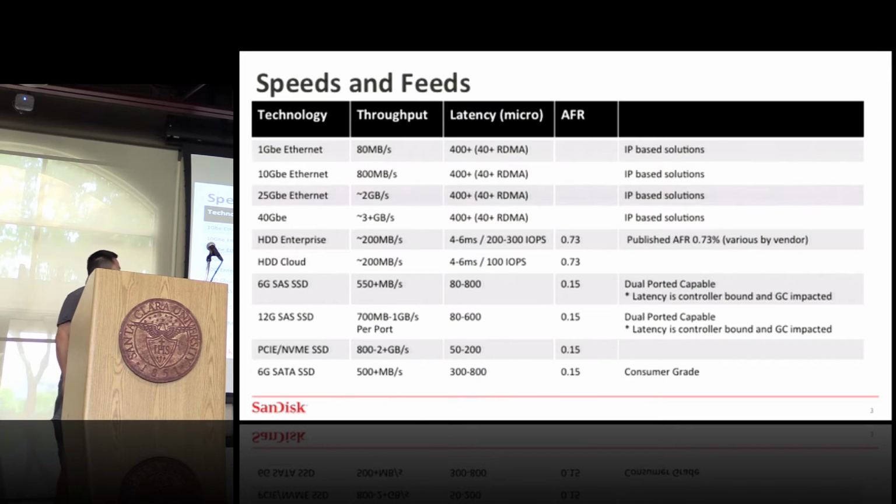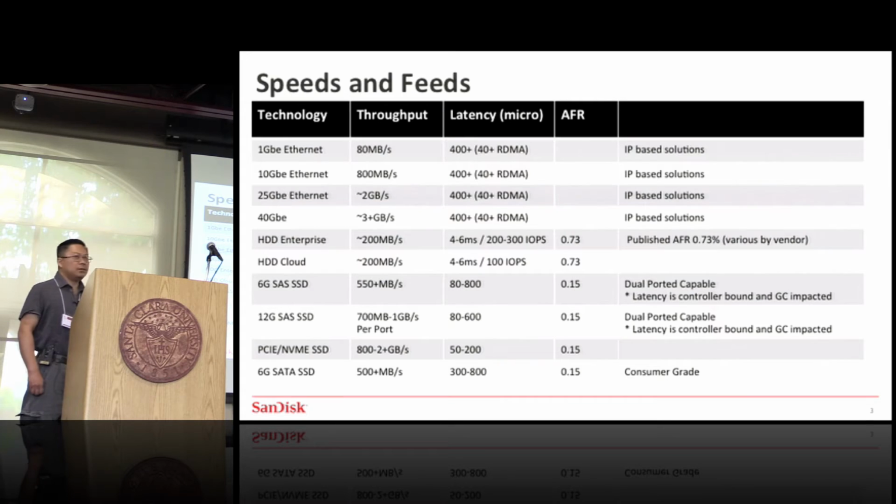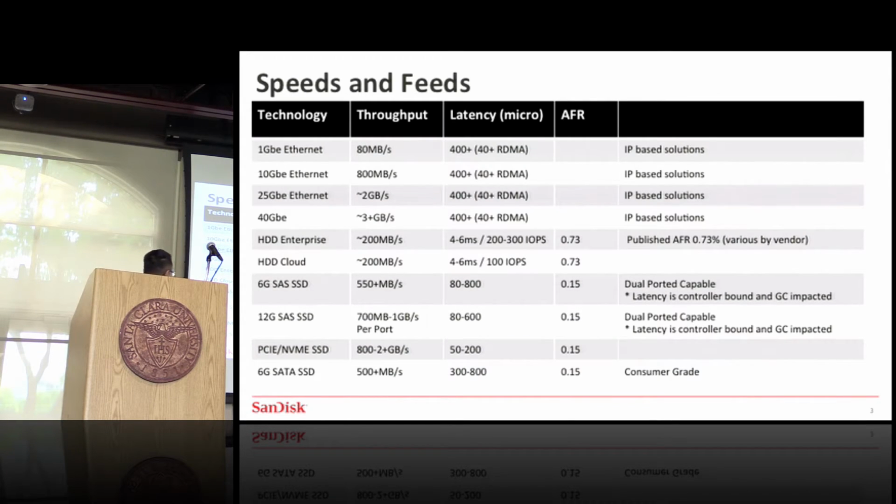In the protocol world, when you look at 6G SAS SSD, 12G, PCIe, and so on, 6G SAS is about 550 megabytes per second. Reads are probably at that level; writes, because of flash issues, are slightly below that. But the thing about SAS is you have dual-ported capabilities. So if you have a SAS device that can dual-port, not just for pathing but for performance, with the correct controller you can get double that throughput.